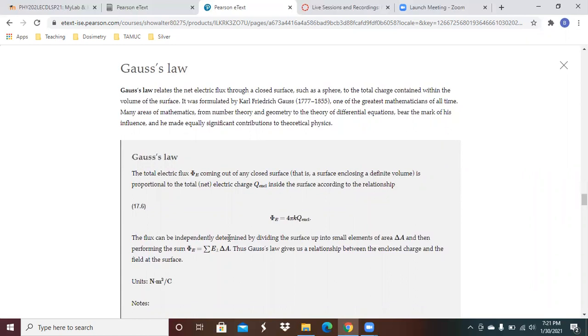Gauss's law. Gauss's law is going to relate the net electric flux through a closed surface, could be a sphere, could be anything, to the total charge contained within the volume of the surface. And it was formulated by Carl Friedrich Gauss, a very smart guy.